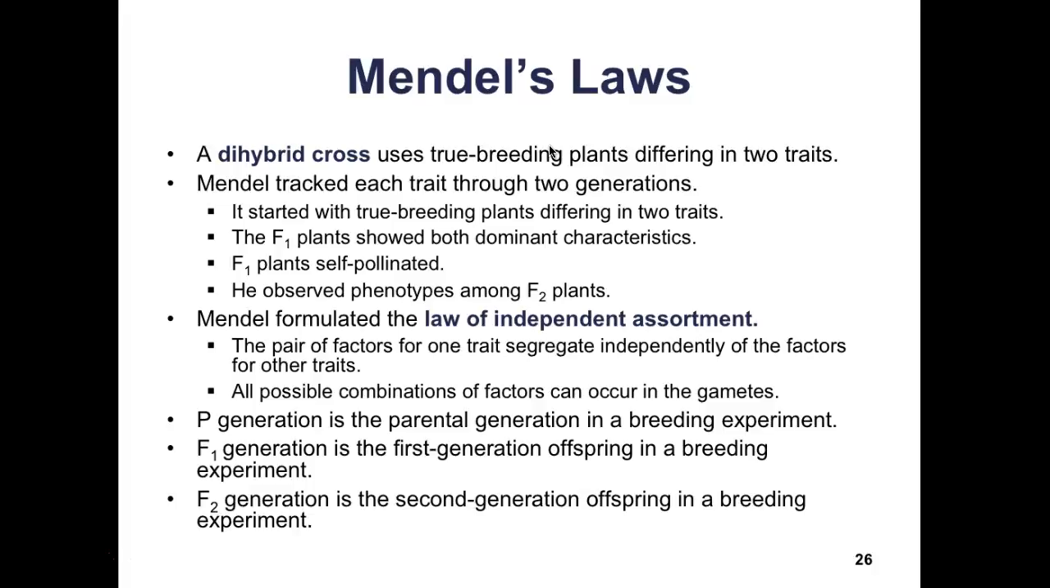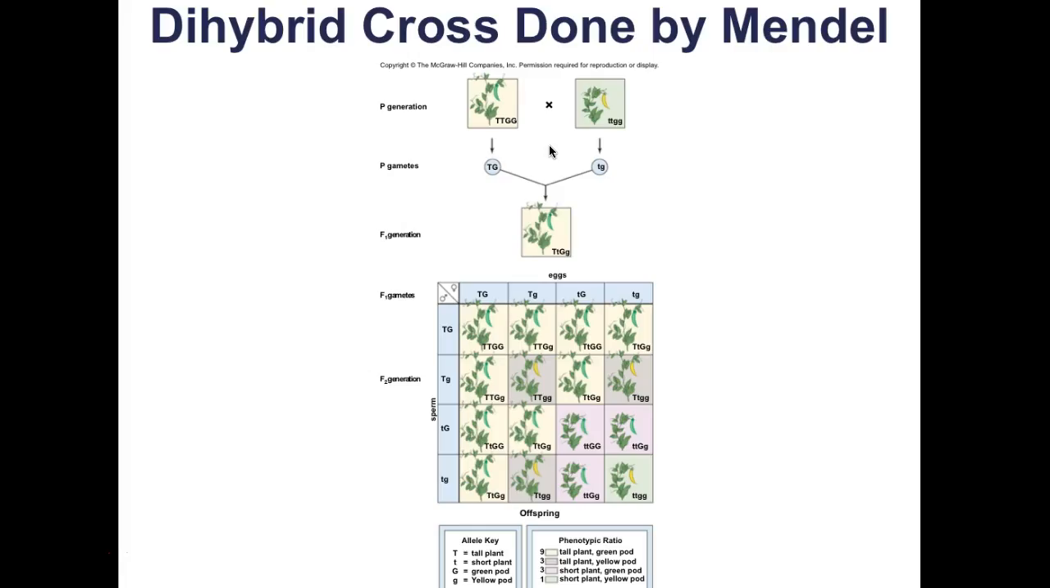Basically, what is stated here is that the pair of factors for one trait will segregate independently of the factors for another trait. And this ultimately will allow for all possible combinations of factors to occur in the gametes. Again, the parental generation is the P generation in breeding plants. F1 is the first generation and F2 is the second generation.